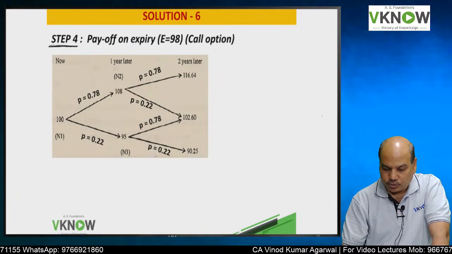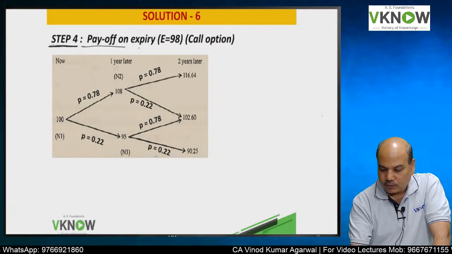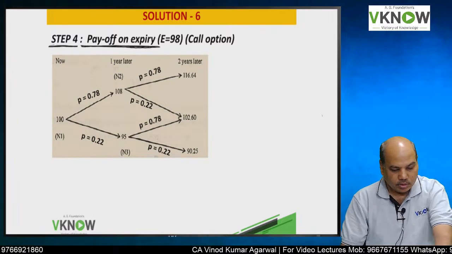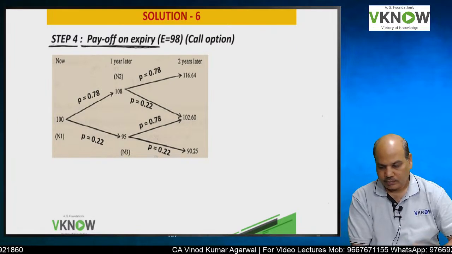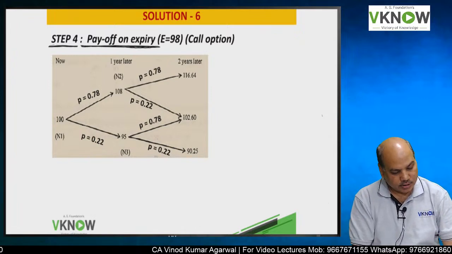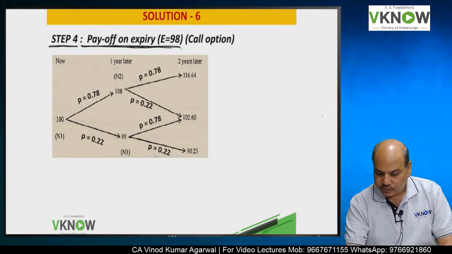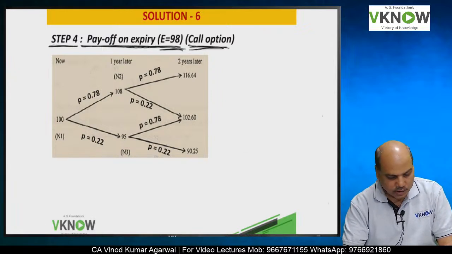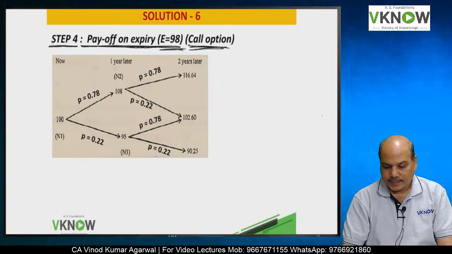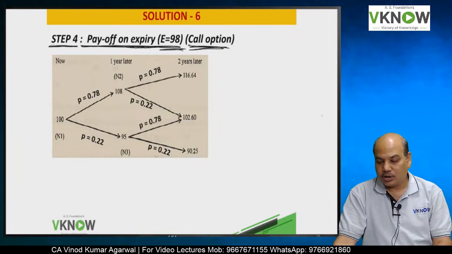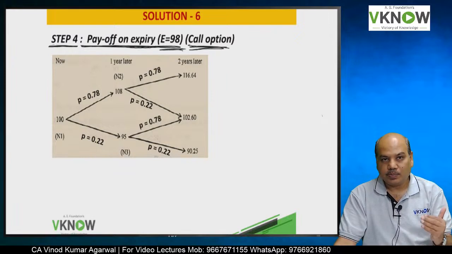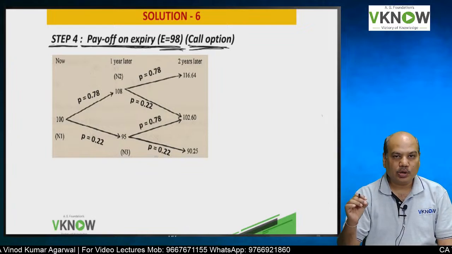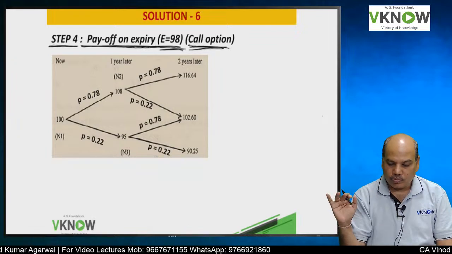Now go to step number 4. Write down payoff on expiry. What is the exercise price in this problem? Exercise price, write down 98. What is the type of option here? Call option. Call option means it will be exercised if the market price is more than 98. If the market price is equal to or below 98, call will lapse, zero value.